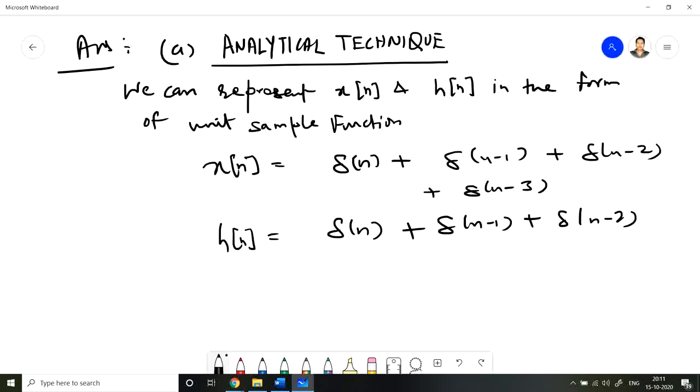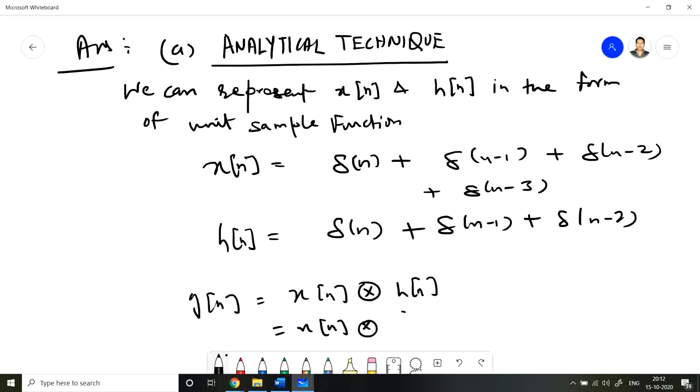So let us solve this problem. Yn is nothing but the convolution of Xn with Hn, and it is written as summation k equals minus infinity to plus infinity of xk Hn minus k. So we can write it as Xn convolution with Hn, and we can use the value of Hn given here. This value is given as del n plus del n minus 1 plus del n minus 2.